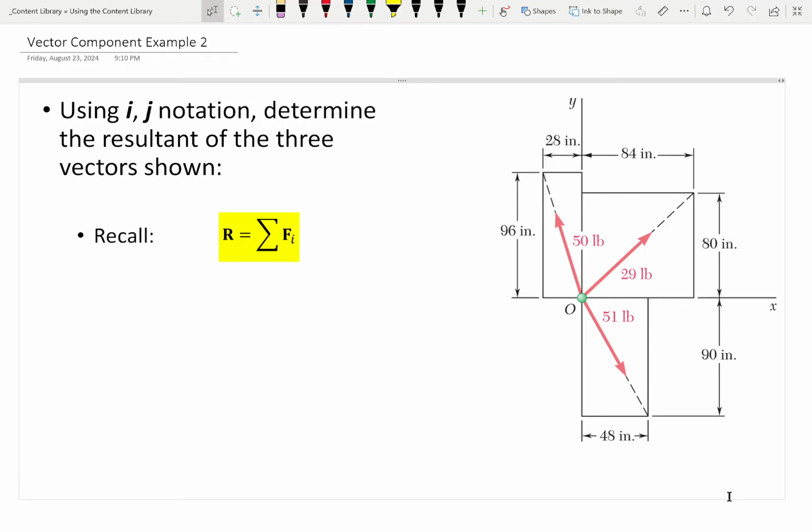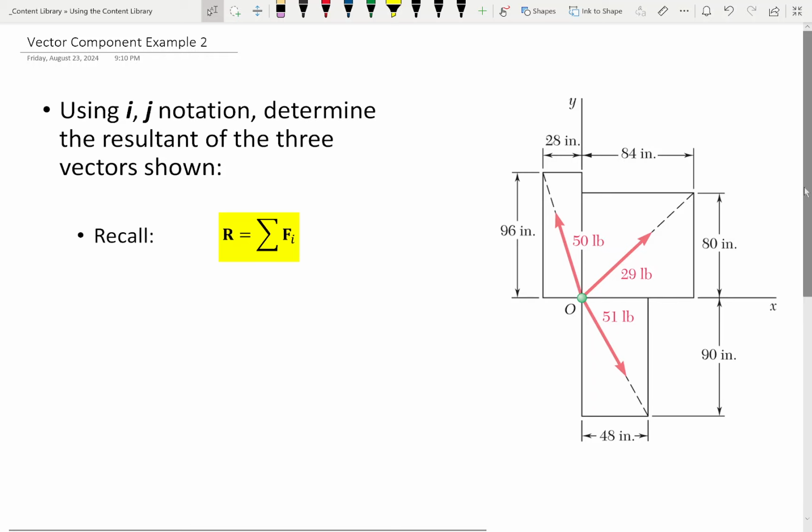And prior to the imposition of an IJK notation, this problem would be pretty cumbersome, because what I would have to do is take two of these vectors, add them up graphically to get a resultant using trig, like law of sines, law of cosines. Then I would have to take that sum, add it with the third vector, and do another triangle solution. It would work, it'd give you the answer, but it would just be a pain. It would just be very difficult, okay? Instead, IJ notation is going to make the solution of this problem really, really easy, okay?